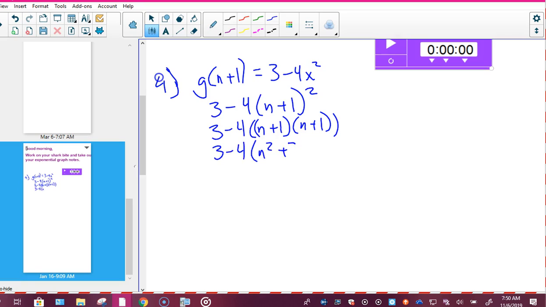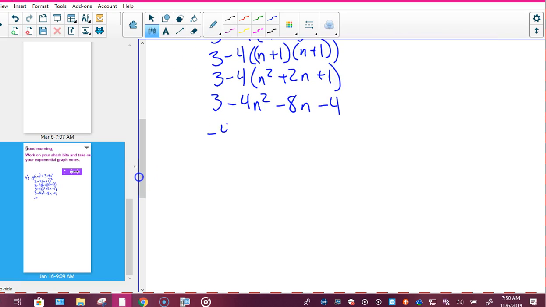N squared plus 2n plus 1. And then you need to distribute your negative 4, and combine your like terms.